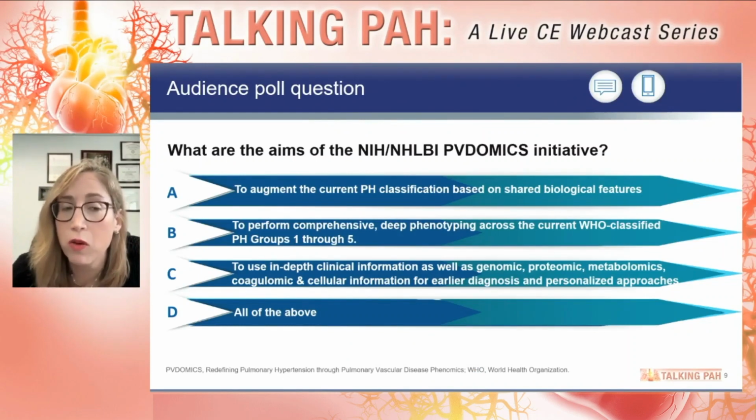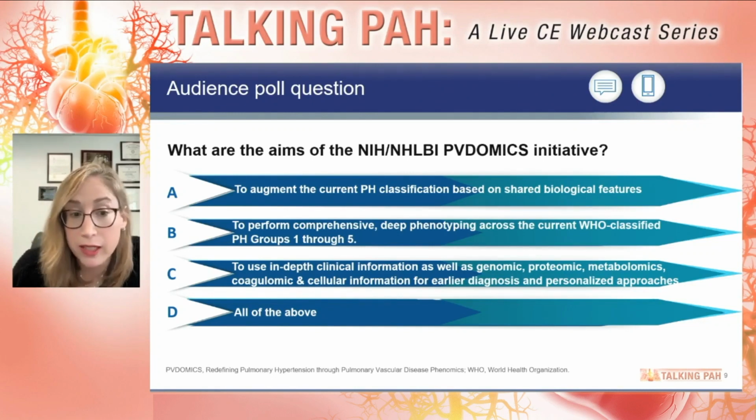So here's our first polling question. We're asking you if you know the aims of the NIH NHLBI PVDomics initiative. Is it A, to augment the current PH classification based on shared biologic features? B, to perform comprehensive deep phenotyping across the current classification groups 1 through 5? C, to use in-depth clinical information as well as genomic, proteomic, metabolomics, coagulomics, and cellular information for earlier diagnosis and personalized approaches, which is a lot of omics. And D, all of the above.